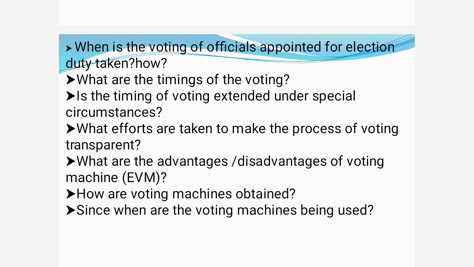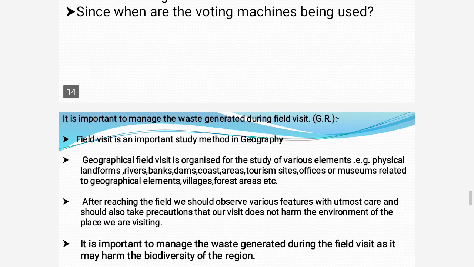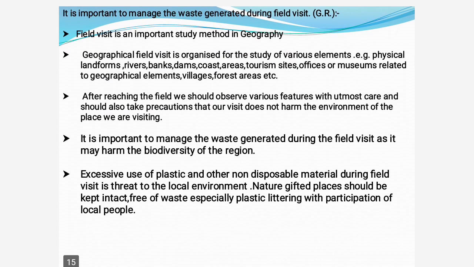What efforts are taken to make the process of voting transparent? What are the disadvantages and advantages of voting machine, that is the EVM? How are voting machines obtained? Since when are the voting machines being used? Now these were some sets of questions and a questionnaire can be taken. Now that was an example that was taken from Standard 8 textbook.